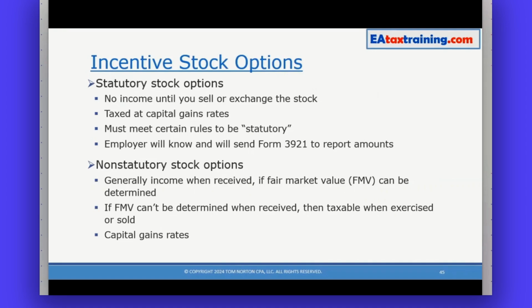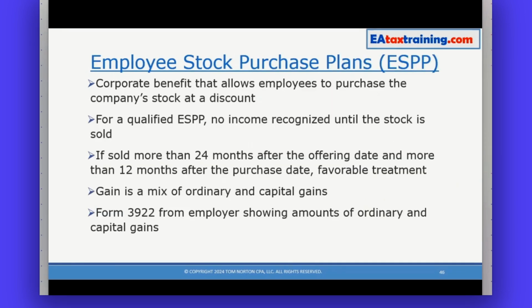Incentive stock options. We talked about these in the previous videos. You saw this slide just as a reminder. Statutory stock options, no income until you sell or exchange the stock, and it's taxed at capital gains rates as long as you meet all of the requirements. Non-statutory stock options, those are generally income when it is received. So when the option itself is received, as long as the fair market value can be determined. If the fair market value cannot be determined, then it's taxable when it's exercised or sold, and these are also taxed at capital gains tax rates.